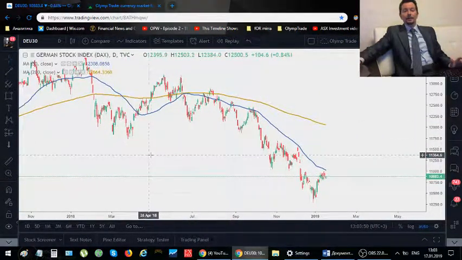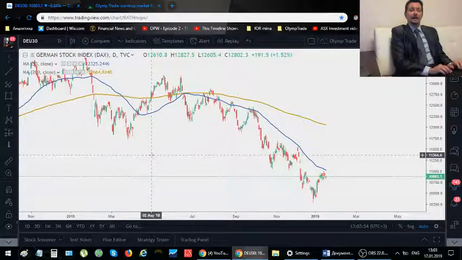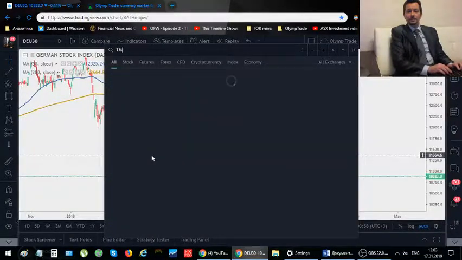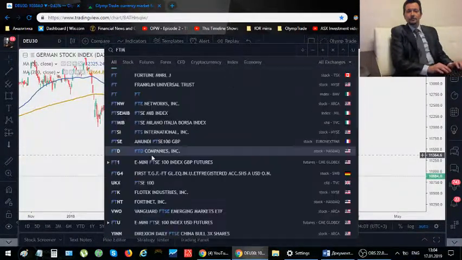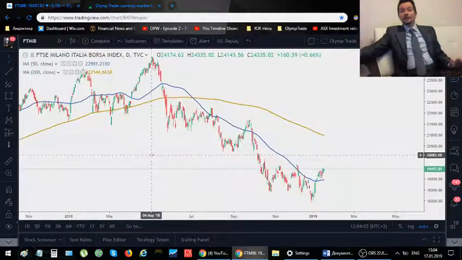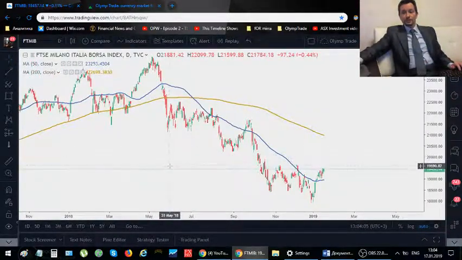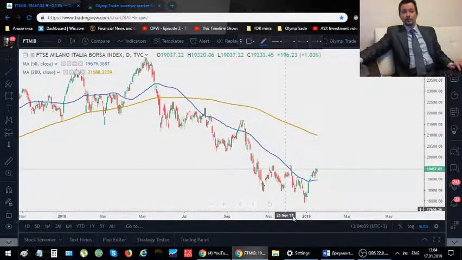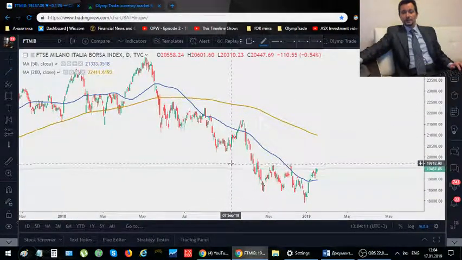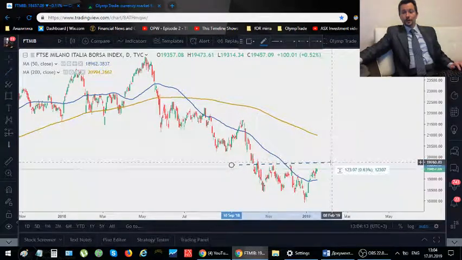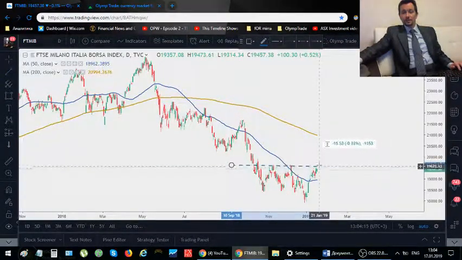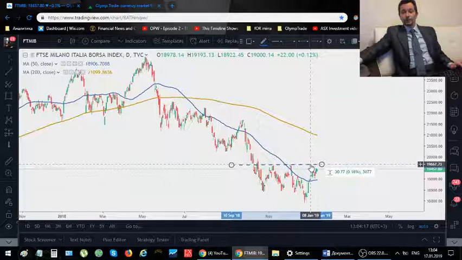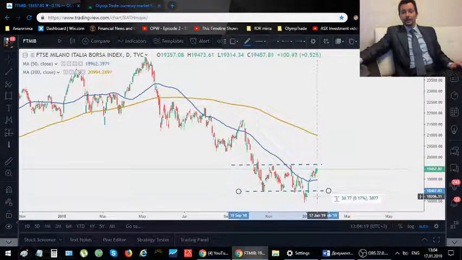A better trade situation that we may have, a little bit better than the DAX, is the FTSE MIB, which is the Italian bourse, the Italian stock exchange. And as you can see, the technical pattern looks a little bit better than what we saw with the DAX. So for those of you who are trading the European bourses, this might be a better situation for you right here.